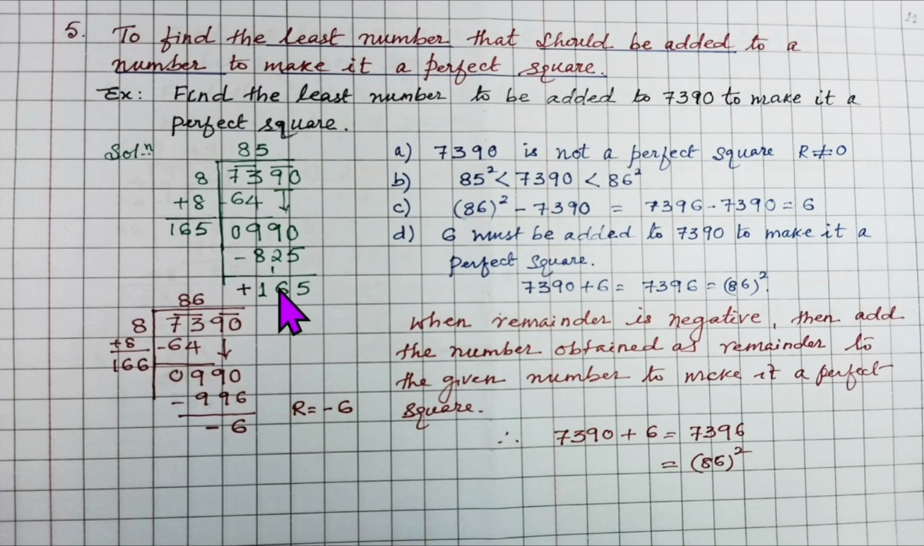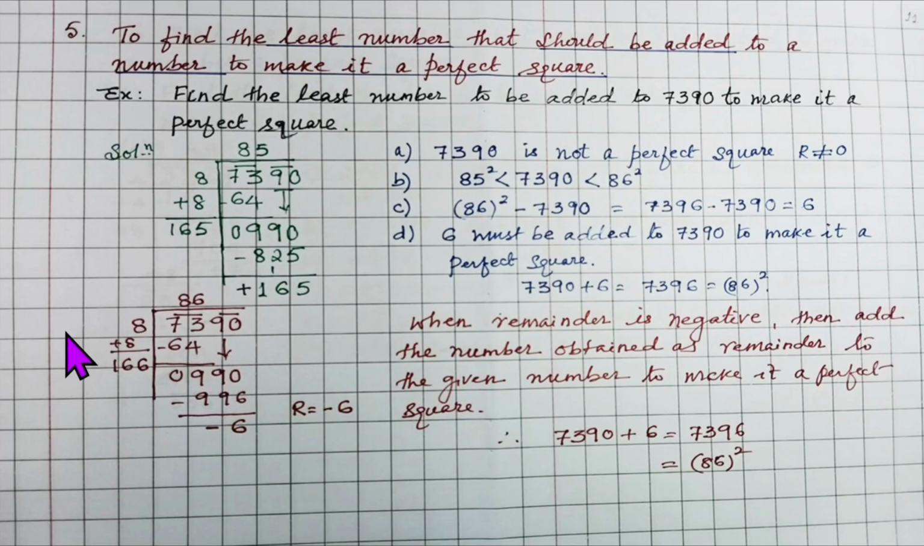Now there are two ways of finding the number which has to be added. The one method is to take the square of one number more than this, that is 86. Take the square of 86, subtract 7390, you will get 6. So 6 has to be added to 7390 to make it a perfect square.